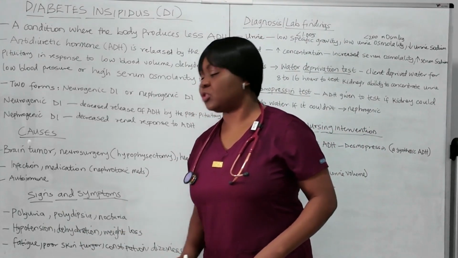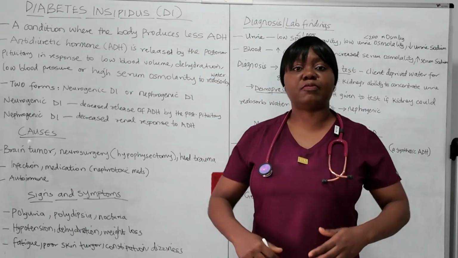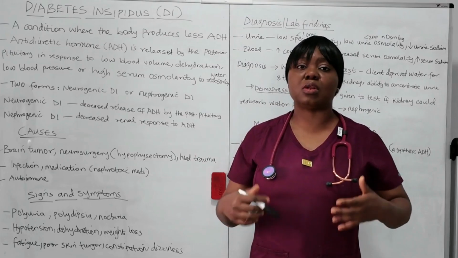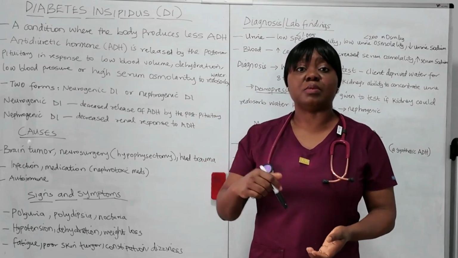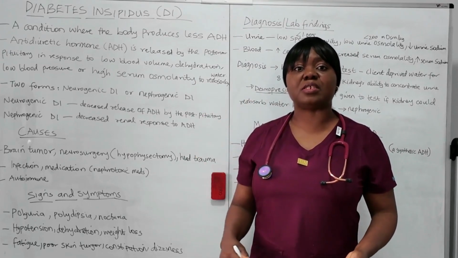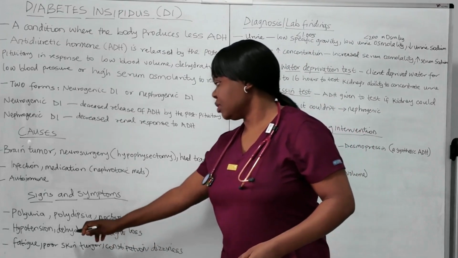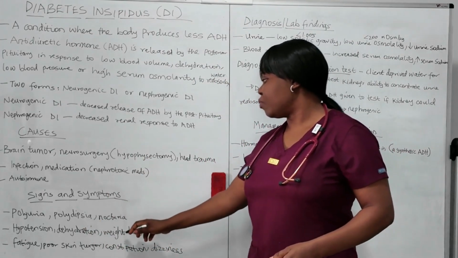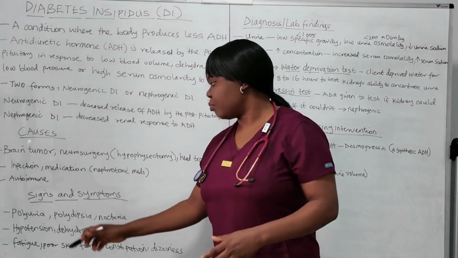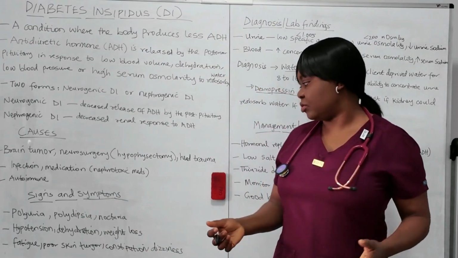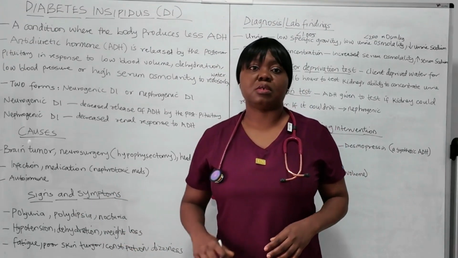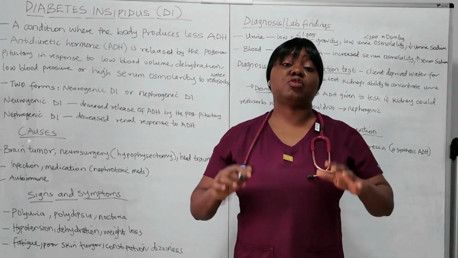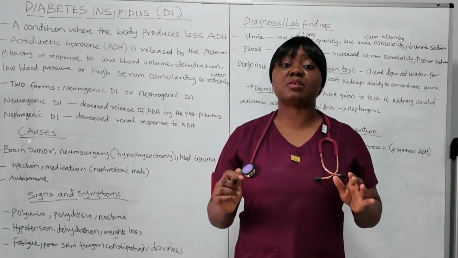Then we have hypotension. So of course, with less fluid volume, or when you are losing lots of fluid, it's going to affect the blood volume, which invariably will affect the blood pressure. Dehydration, which is linked to that loss of fluids. And then weight loss, fatigue, poor skin turgor, that's a sign of dehydration. Then we have constipation. Normally, the colon itself is supplied with about 1.5 liters of fluid.